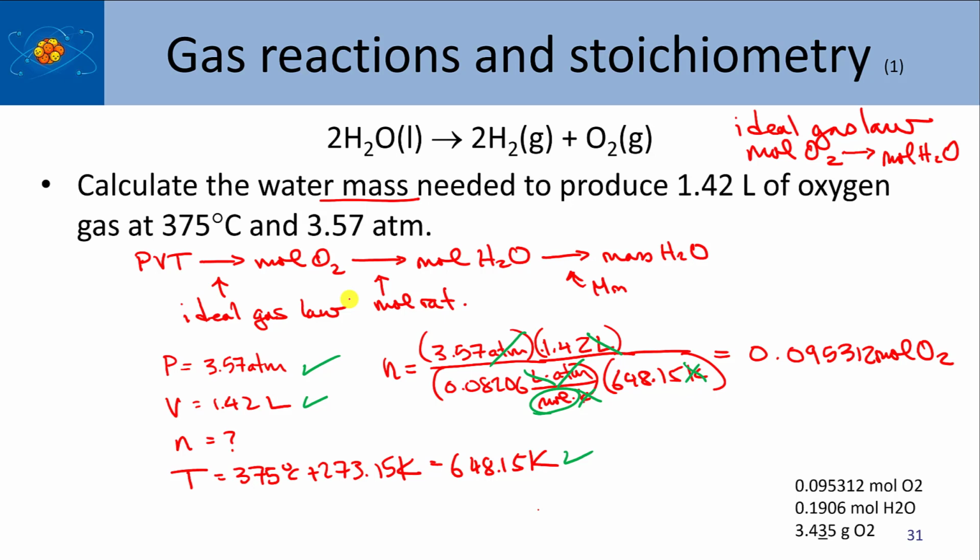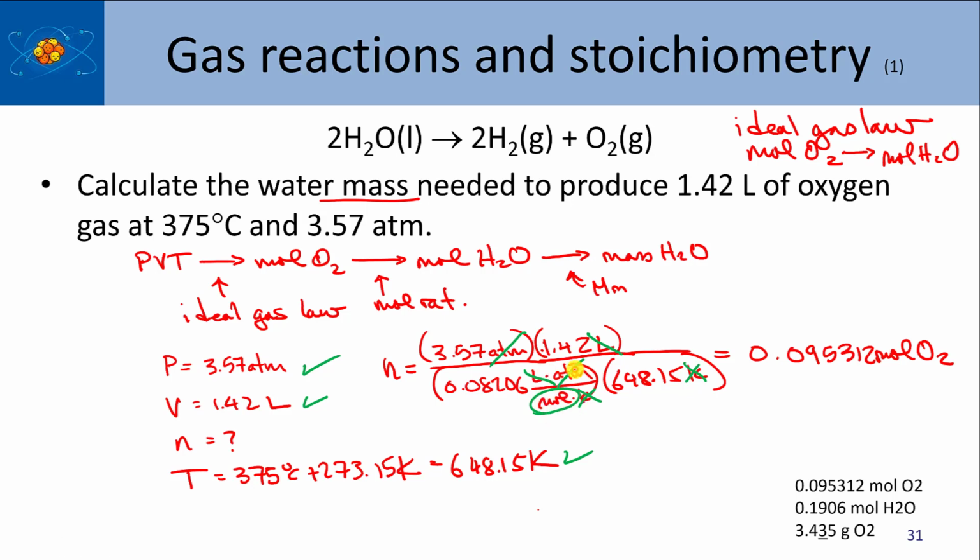So here's a calculation for the moles of oxygen. Again, like I usually do, I write all my variables down one side. I write the values I'm given, right? And then I make sure that each one of these units matches the units that are in R.